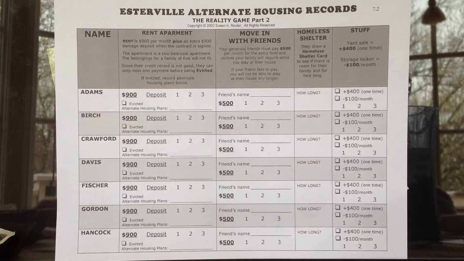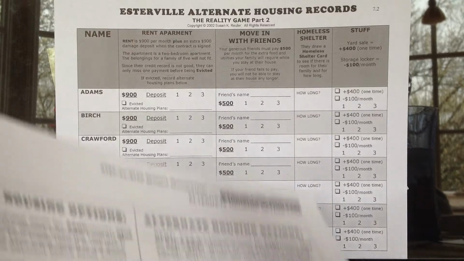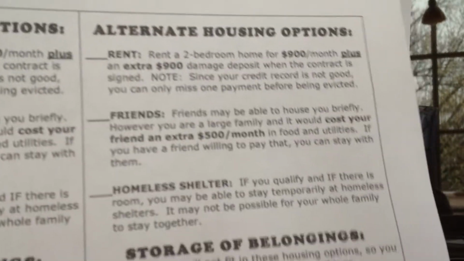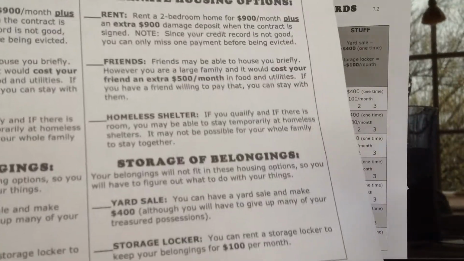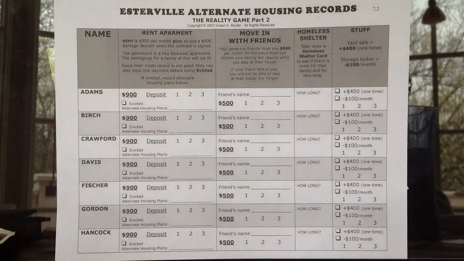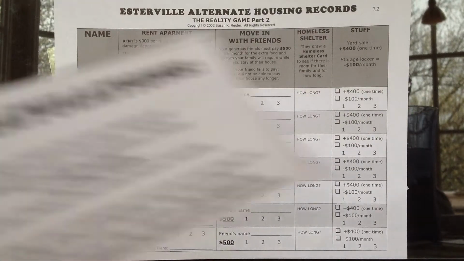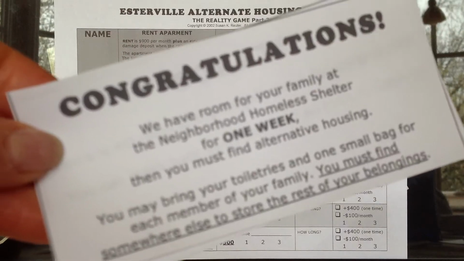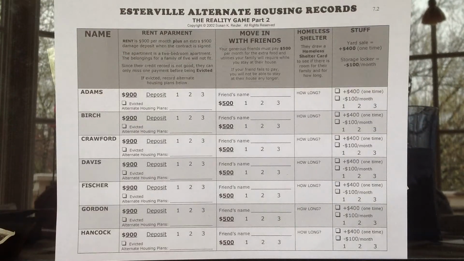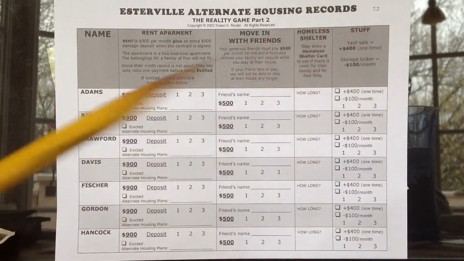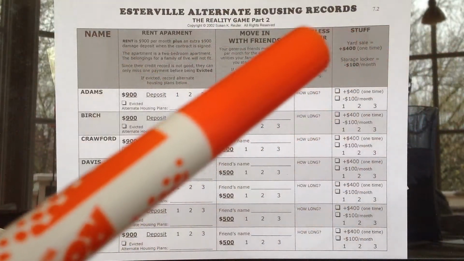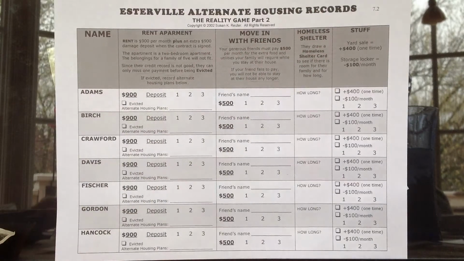The resources that you will need for this station are the alternate housing records that you see on the screen. Also, you will need the alternate housing option card that looks like this. You will also need the homeless shelter status cards that look like this. You will need a pencil. And you will need a stamp marker or stickers if that's how you're set up.